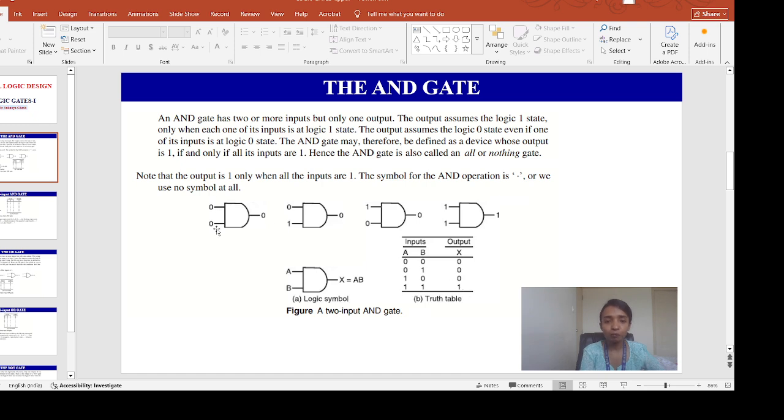So, these are the inputs and this is the output. When both the inputs are 0, output is 0. 0, 1, output is 0. 1, 0, output is 0. 1, 1, output is 1. So what is the general expression? If A and B are the two inputs of the AND gate and X is the output, we can write X equals AB.